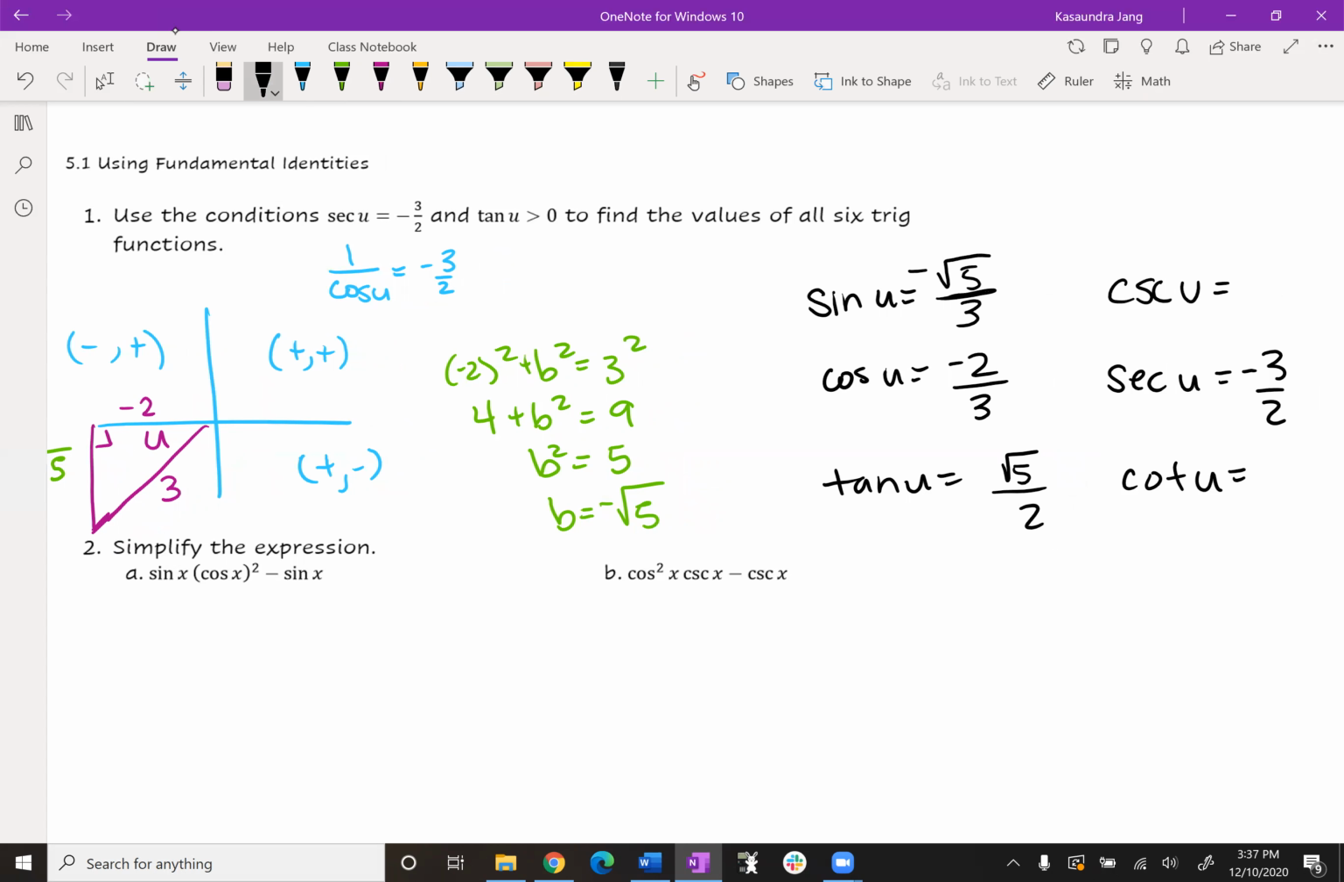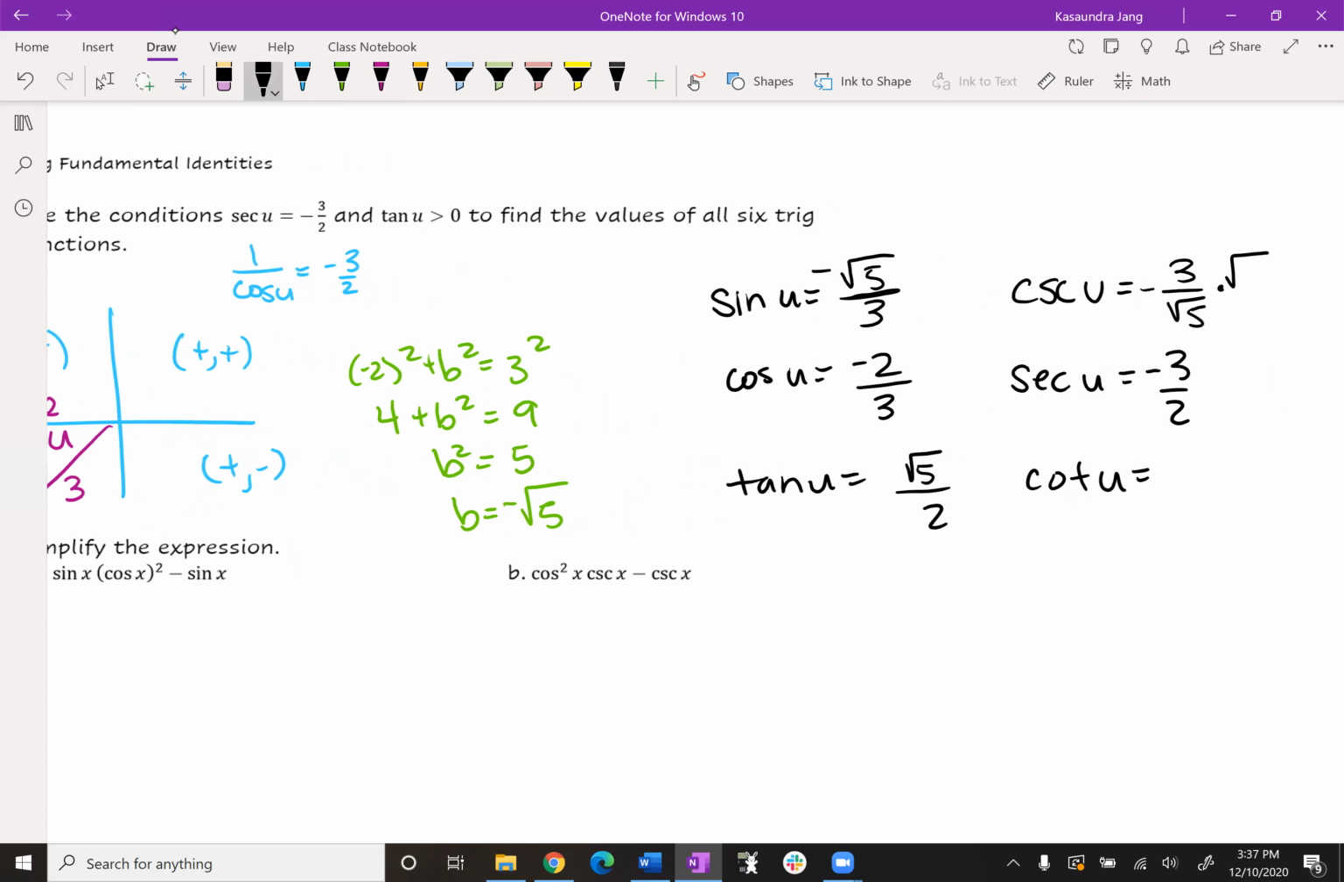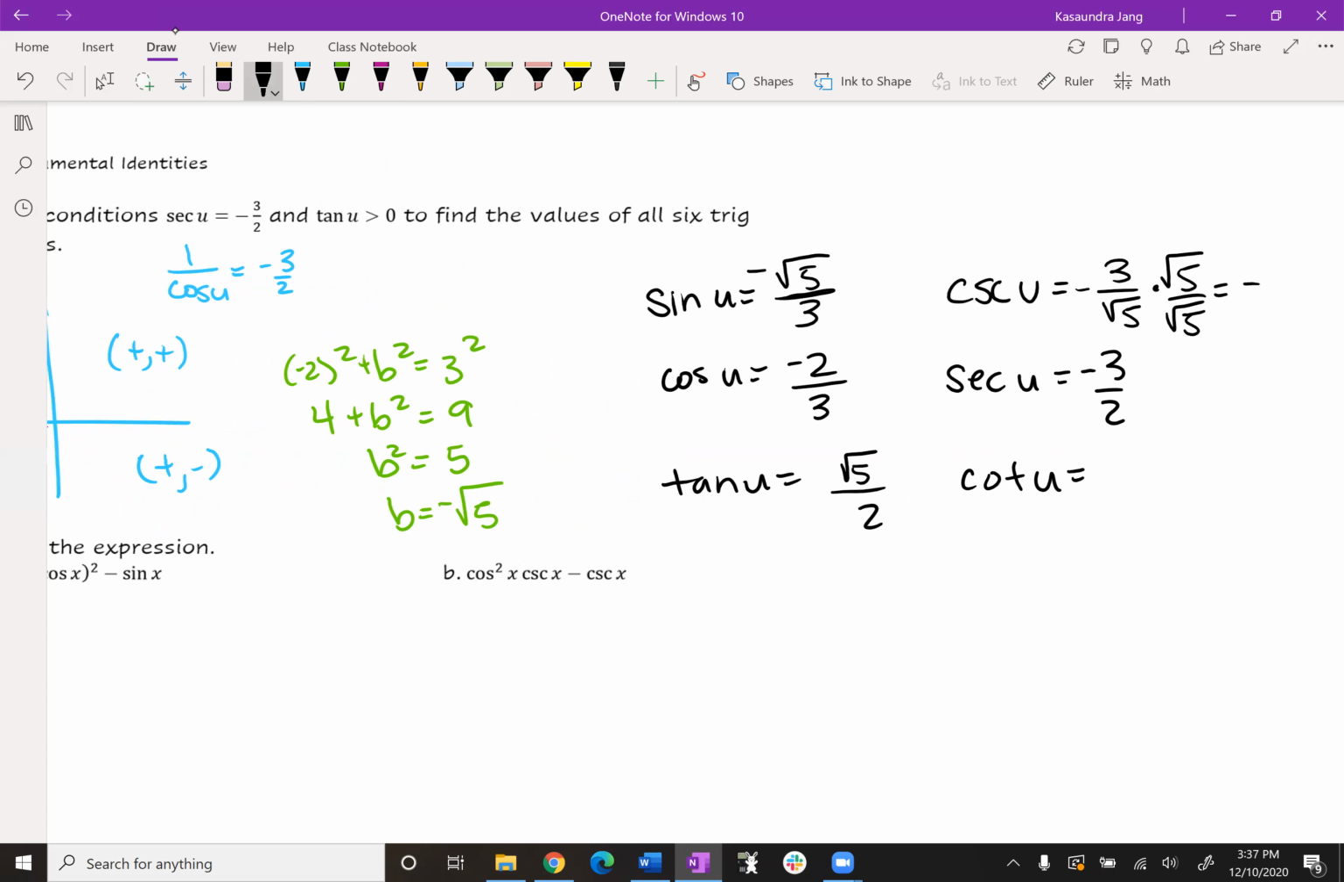So I will get a 3 over a negative root 5, which we don't like having denominators as square roots. So we're going to rationalize the denominator. I get a negative 3 root 5 over 5. This one we already found, and it has a rationalized denominator. That's fine. So last one here is our cotangent. It's the reciprocal of tangent. And I need to rationalize the denominator one more time. Okay. So there are all 6 trig functions.